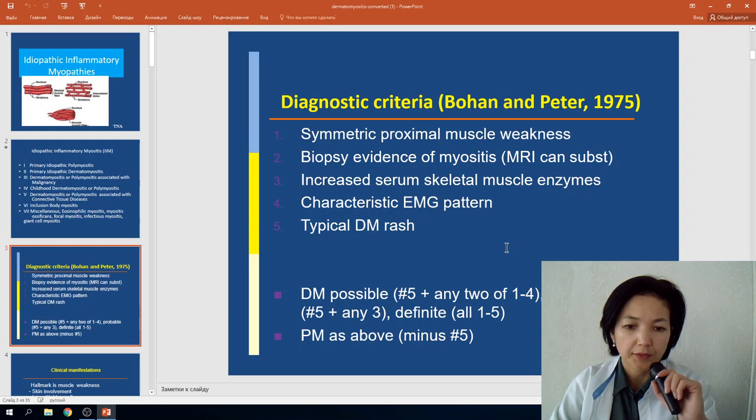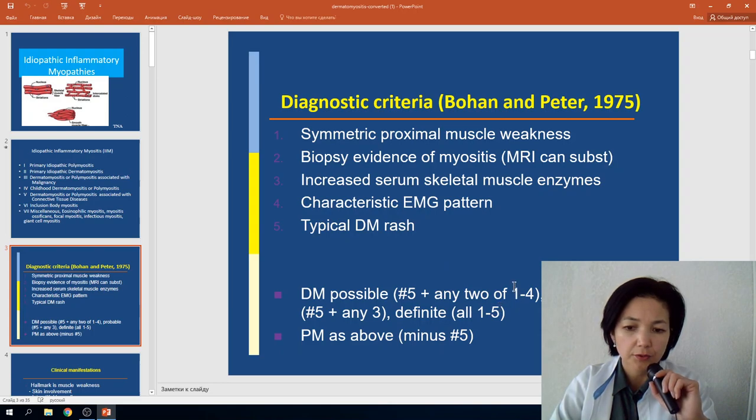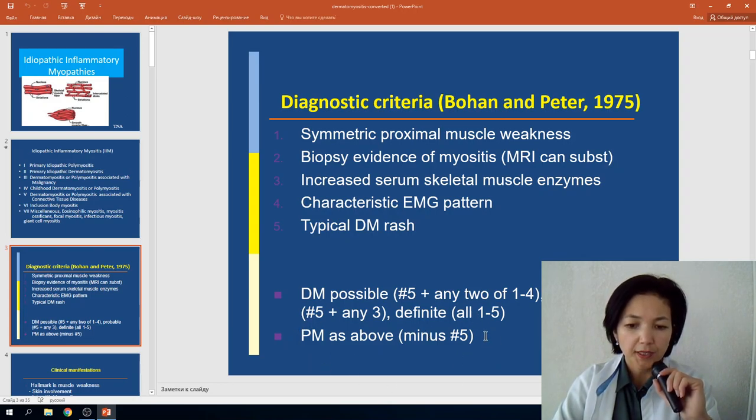Four is characteristic electromyography pattern, and five is typical dermatomyositis rash. If we have a patient with dermatomyositis, it means the fifth criterion, typical dermatomyositis rash, and any other two from one to four criteria, we can take as evidence for diagnosing dermatomyositis. Probable dermatomyositis means when we have typical dermatomyositis rash plus any three. To diagnose polymyositis, we need at least four criteria with exclusion of typical dermatomyositis rash.